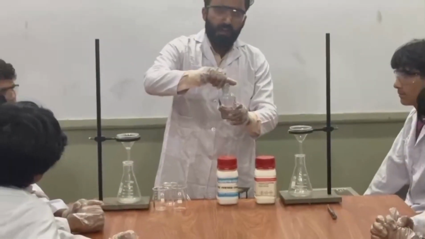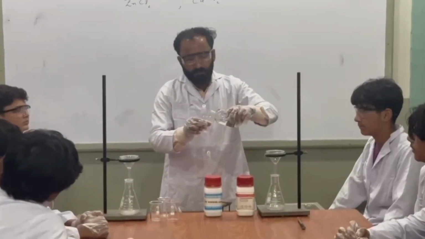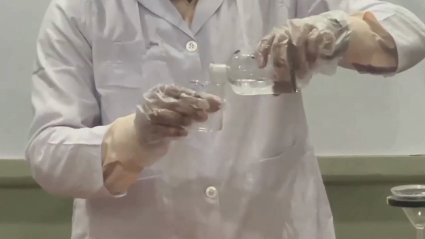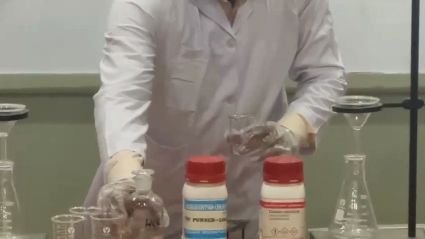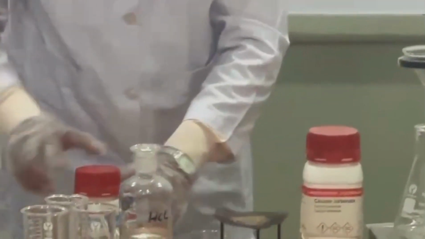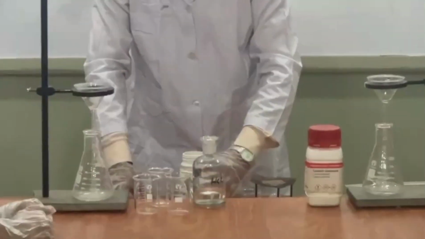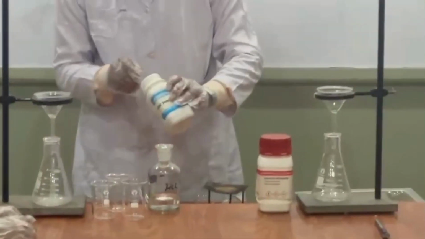I will add some amount of HCl acid in this beaker. Sir, is it dangerous? Yeah, exactly. I have added some amount of HCl in the beaker. Now I would like to add zinc metal in this acid. The zinc is also harmful. Okay. Yeah, you are right.